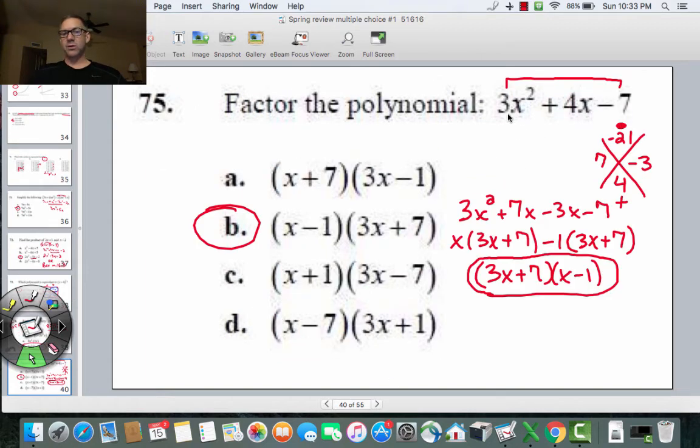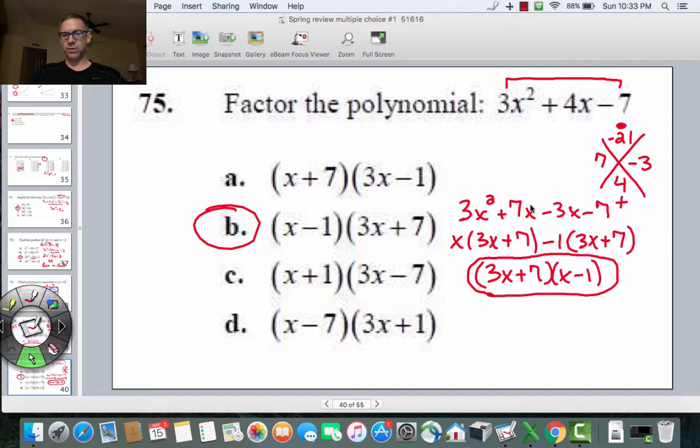Factor the polynomial. So this is one of the semi-harder ones where you have to multiply the first number times the last to start us off. So 3 times negative 7 is negative 21. We're looking for two numbers that multiply to be negative 21 and add up to be the middle number, which is 4. 7 and negative 3 work. So we have to rewrite the middle term as those two numbers. And now we've created a 4-term polynomial. So that means we can factor it by grouping.